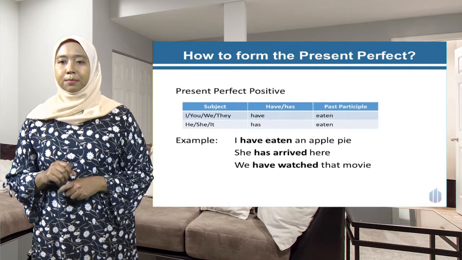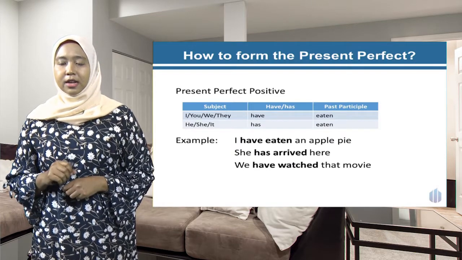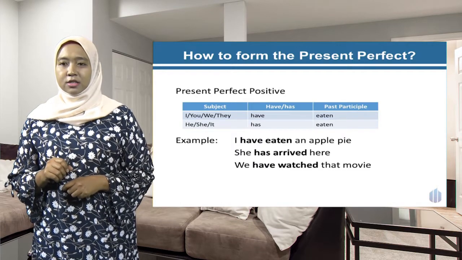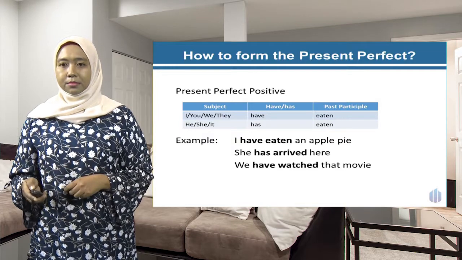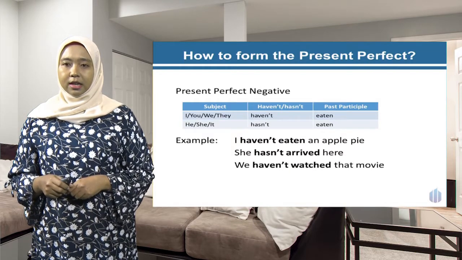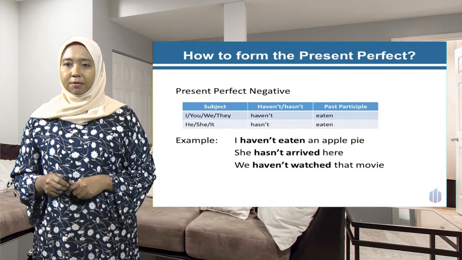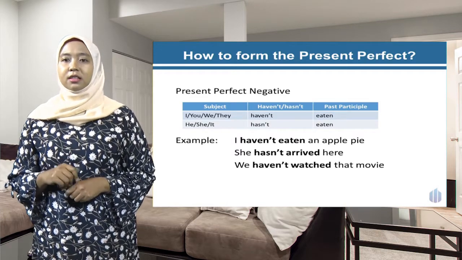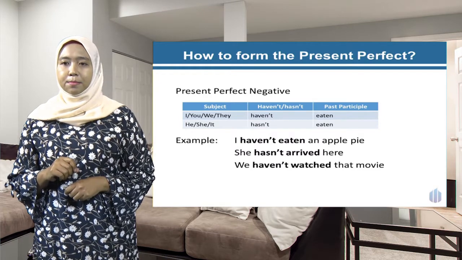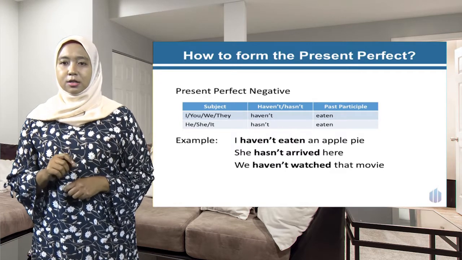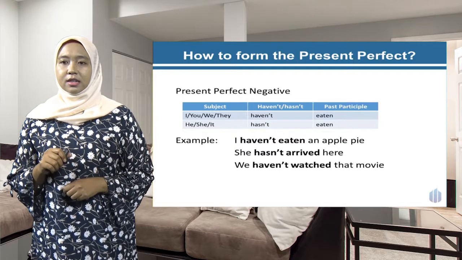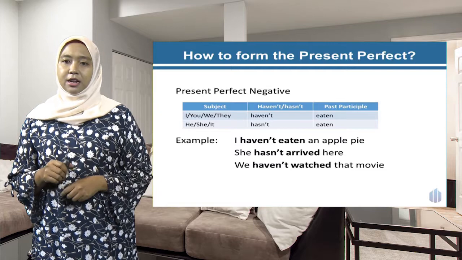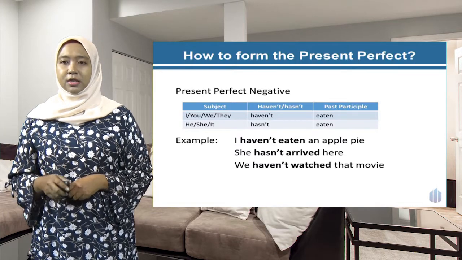For example here, I have eaten an apple pie. And then she has arrived here, and the last is we have watched that movie. For the negative sentence, it is very easy because you only have to add not to the word have and has. So, I haven't eaten an apple pie, and then she hasn't arrived here, and we haven't watched that movie.